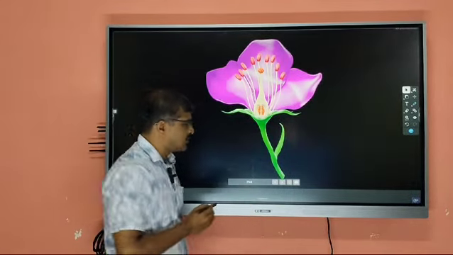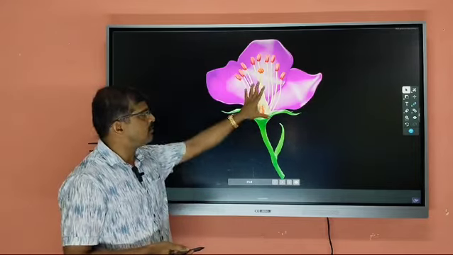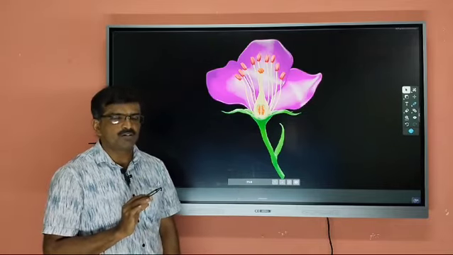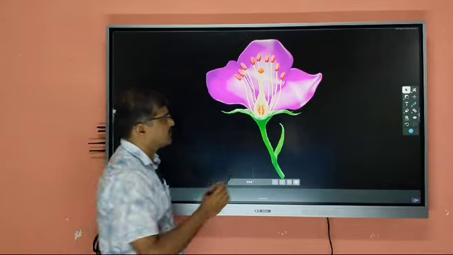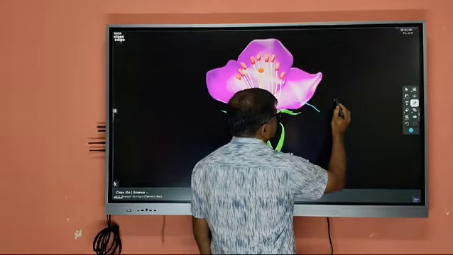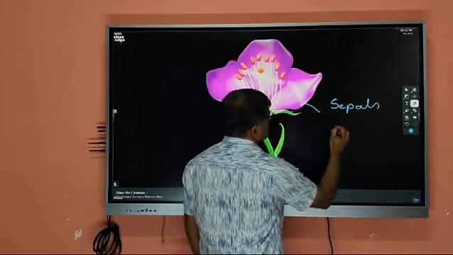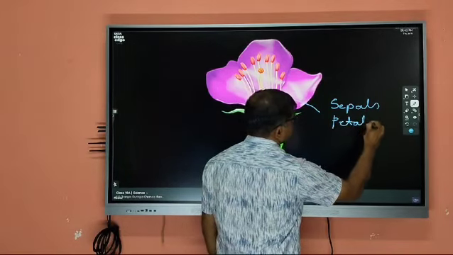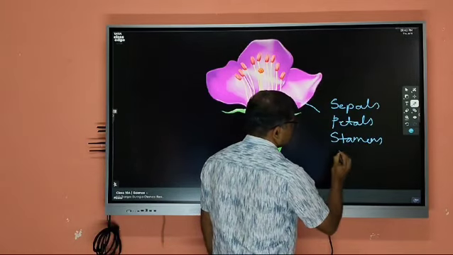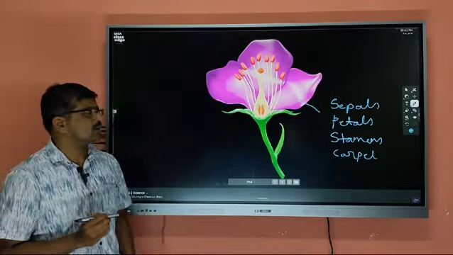See, this flower consists of four parts. Let us brief about the parts of the flower. See, the flower consists of four parts, which are also called whorls of the flower. There are sepals, petals, stamen and carpel. There are four parts in the flower.